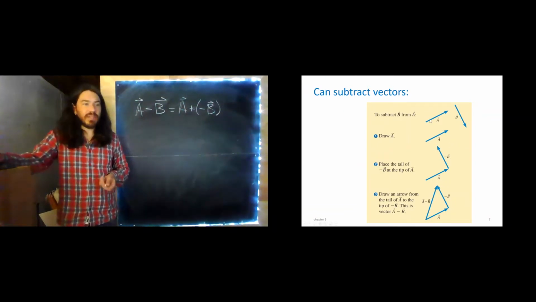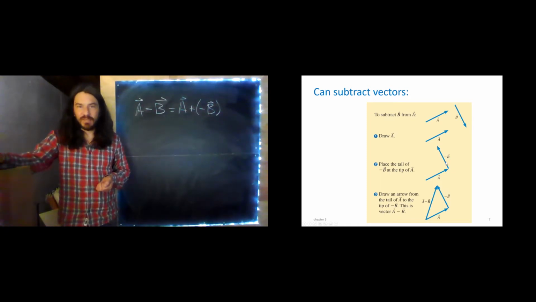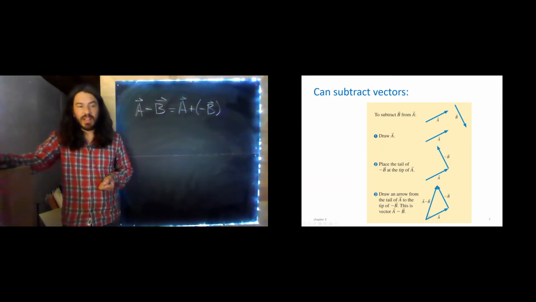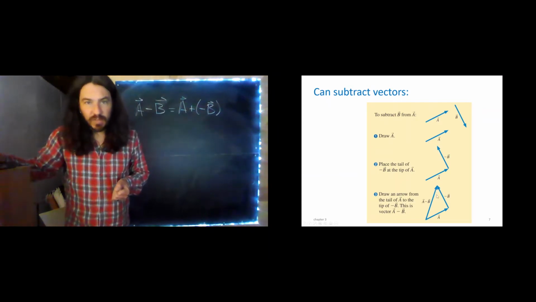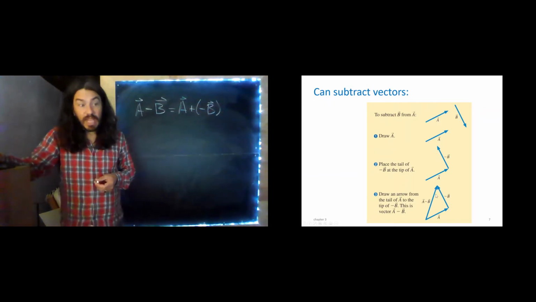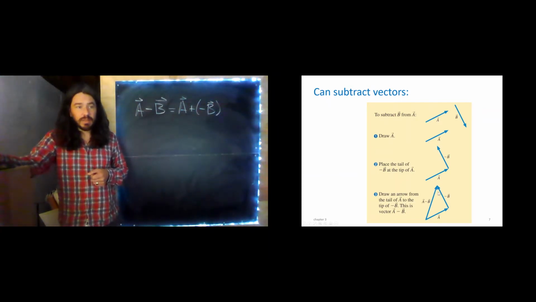So instead of thinking of this as a minus b, I'm going to think about it as a plus negative b. And I already know how to add vectors. I simply do them tip to tail. I place my first vector down. My second vector goes tip to tail with my first, and the resultant goes from the tail of the first to the tip of the second. And that is a minus b.